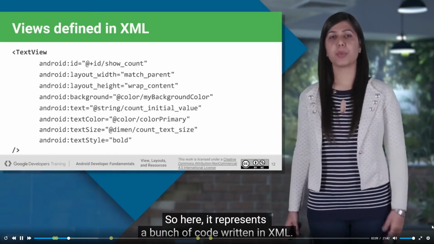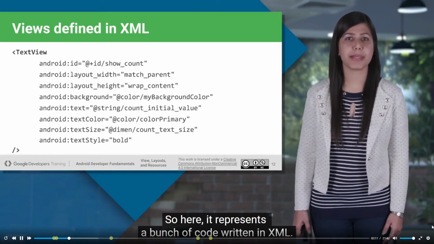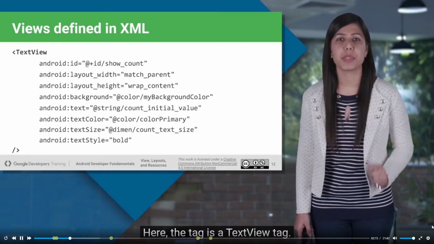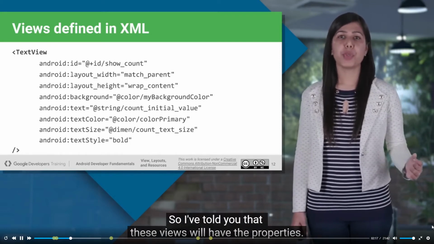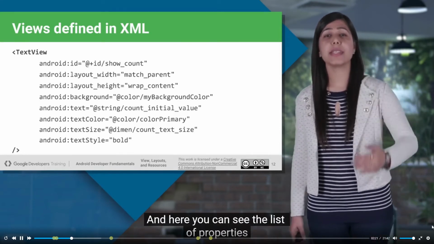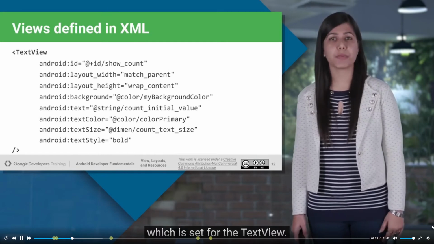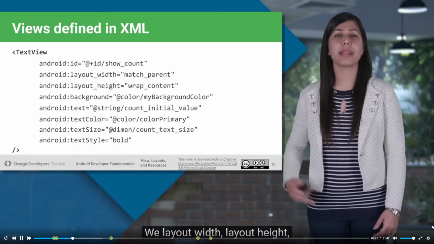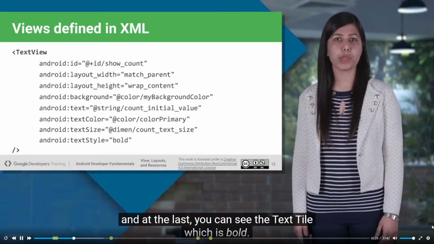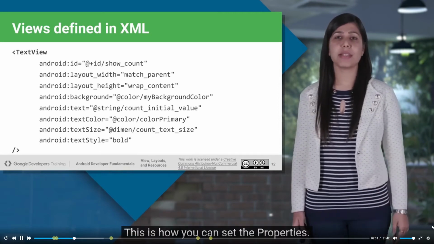Here is another way to define views, in XML. It represents a bunch of code written in XML. On the top, we start with the tag. Here the tag is a TextView tag. I have also told you that these views will have properties. Here you can see the list of properties set for the TextView: the layout width, layout height, and at the last you can see the text style, which is bold. So this is how you can set the properties.